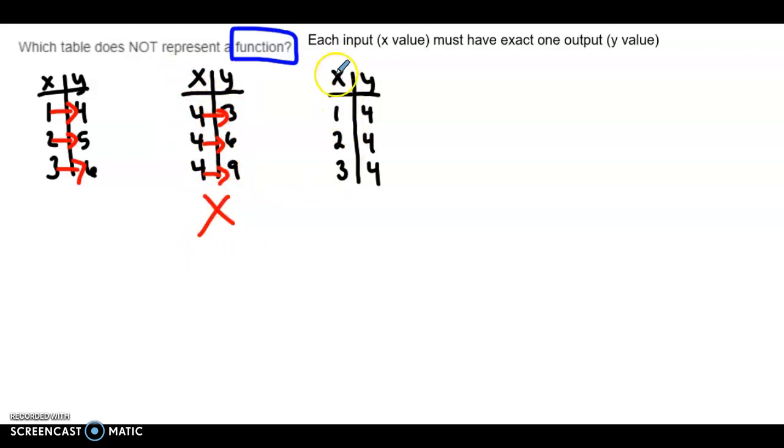Now let's look at this one because this confuses people. When I put in a 1, I get a 4. When I put in a 2, I get a 4. And when I put in a 3, I get a 4. All that we're looking for is the inputs. We have to make sure that each thing that we put in only has one answer. So when I put in a 1, I always get the answer 4. It wouldn't work if I put in a 1, got a 4, and then got a 5. It has to always be the same. When I put in a 2, I always get a 4. When I put in a 3, I always get a 4. This one is still a function because each of these x values has exactly one y value. So the one that is not a function is this one.